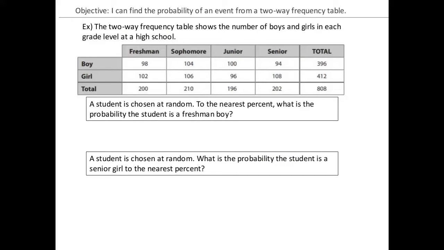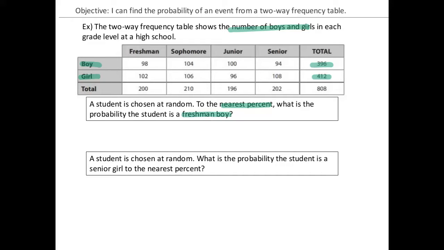Okay, so now we're going to look at probability from a table. The two-way frequency table shows the number of boys and girls in each grade level at a high school. I can see the boys, there's a total of 396 boys. For girls, we have 412. Then it says a student is chosen at random, to the nearest percent. What is the probability that the student is a freshman boy?